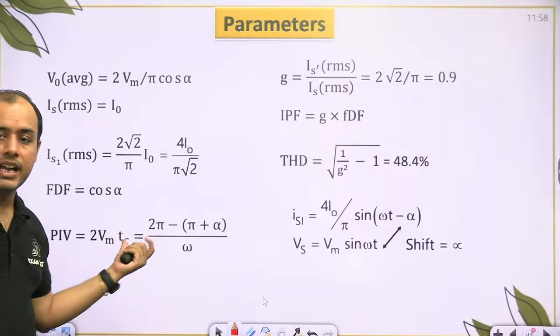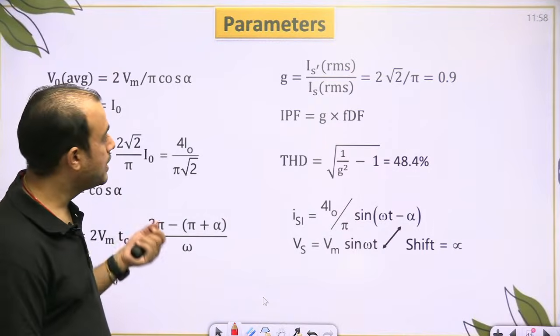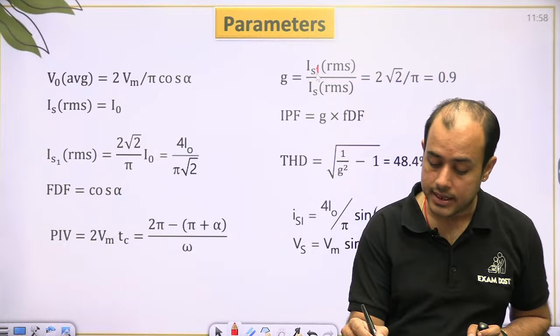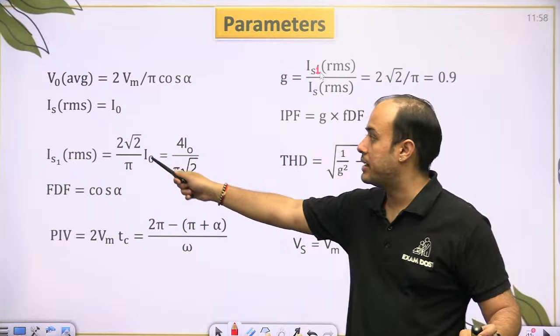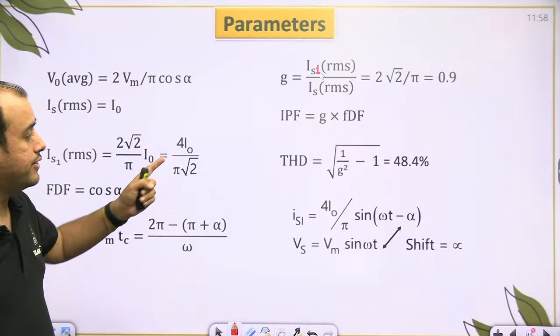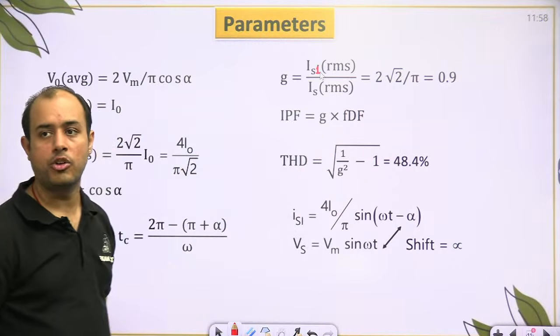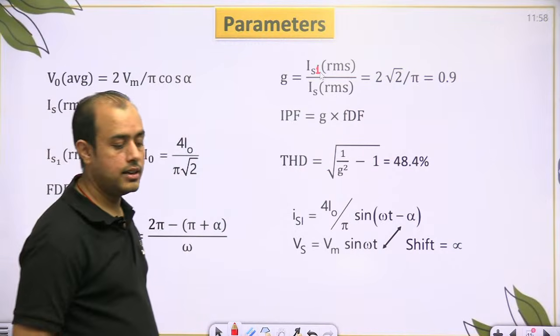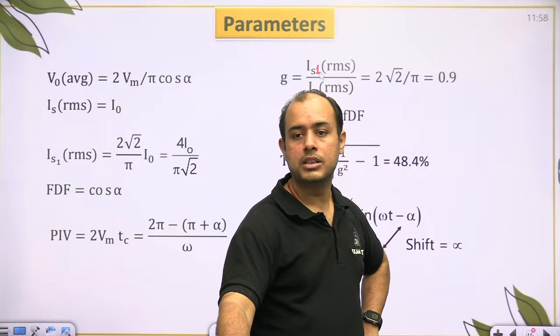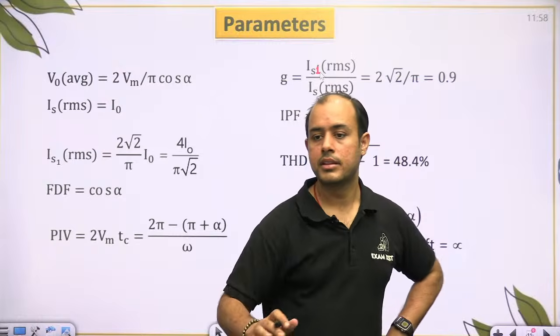Okay. PIV and circuit turn off time I told you. Now the distortion factor is fundamental RMS by total RMS, and it is 0.9. THD is the square root of 1 by G square minus 1, which is 48.4%. Understood? Does anyone have any doubt here?